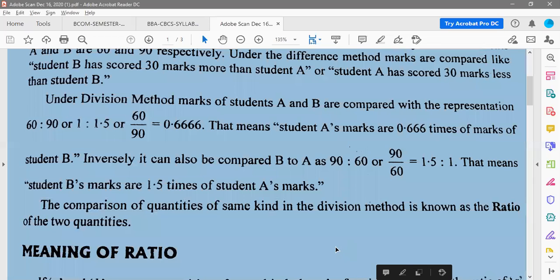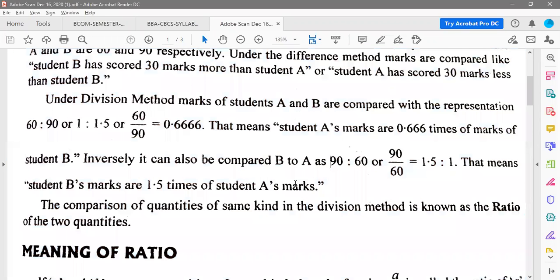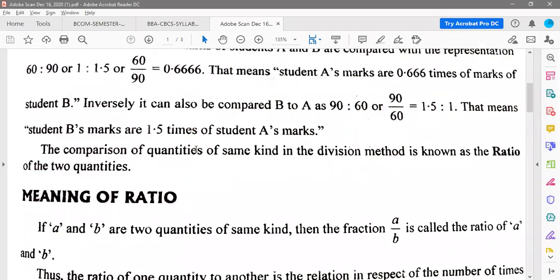Now if you remember, we have solved a lot of questions under equations where one's age is 2 times, 3 times, or 3.5 times the other. We have seen all those problems, right? In those cases also they are using the same concept, that is the division method. So the comparison of quantities of the same kind in the division method is known as ratio.